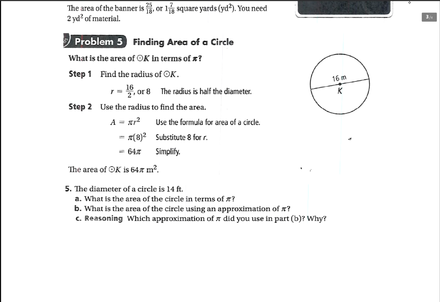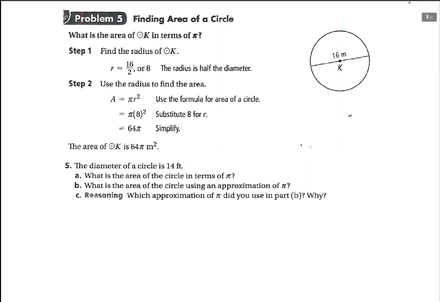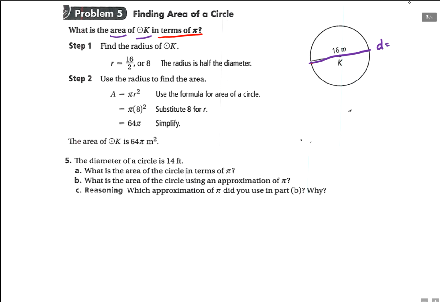Alright, next example. Finding the area of a circle. So it says, what is the area? We're looking for the area of circle K, and we want it in terms of pi. So I look at my circle, and what do I know? I know that the diameter is 16 meters. I know that area requires the radius, so that's half of the diameter, which is 8 meters.